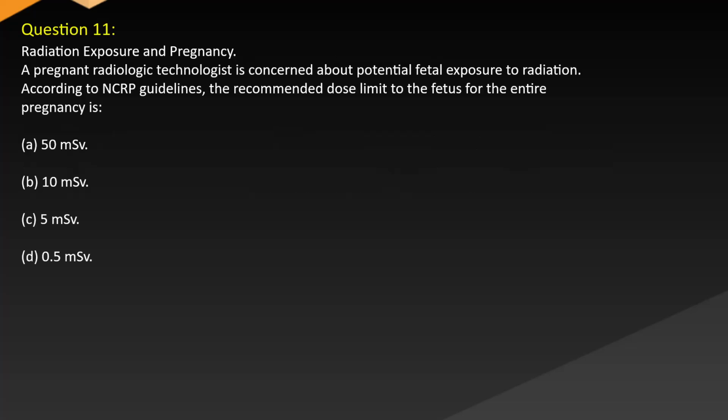Question 11. Radiation exposure in pregnancy. A pregnant radiologic technologist is concerned about potential fetal exposure to radiation. According to SRP guidelines, the recommended dose limit to the fetus for the entire pregnancy is: A. 50 mSv, B. 10 mSv, C. 5 mSv, D. 0.5 mSv.